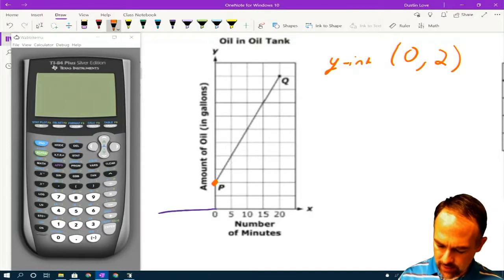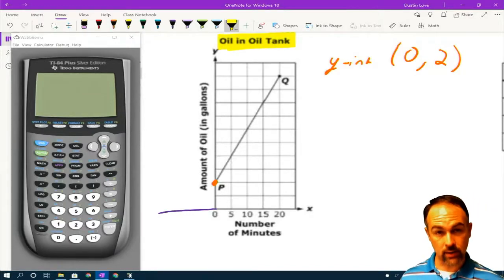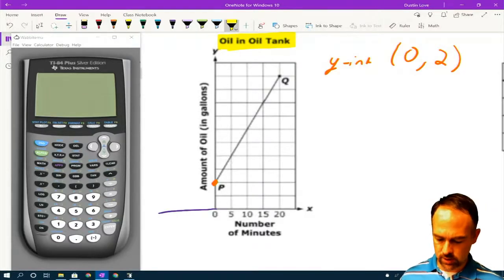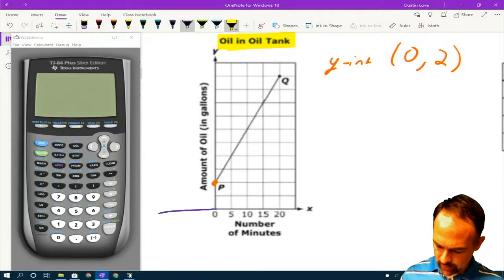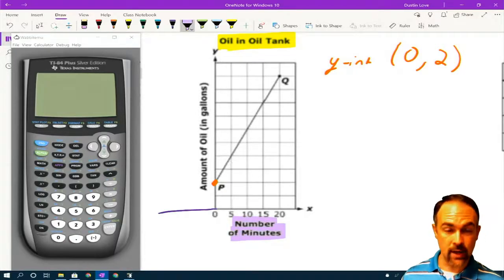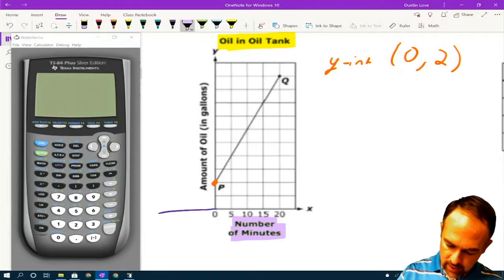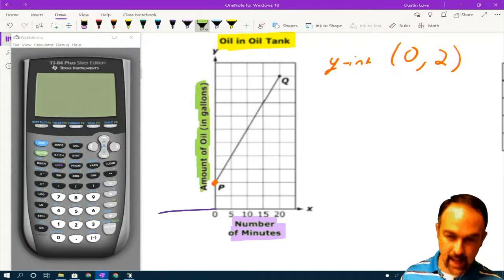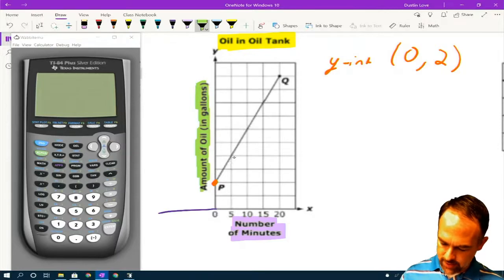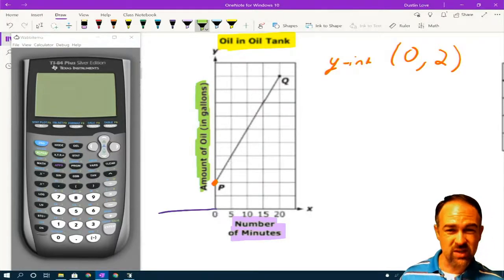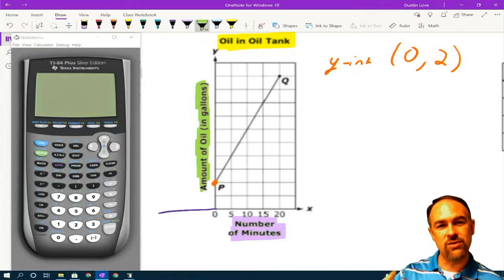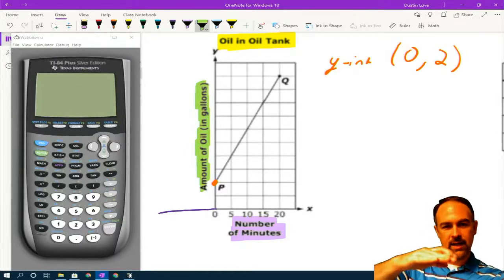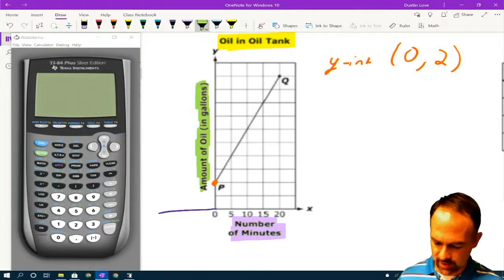Well, my title says we've got oil in an oil tank, so that's how much oil is in there. And it looks like we've got number of minutes, so we're looking at how much oil there is over time. And over here on my y, I've got amount of oil in gallons. As this rises to the right, time is going up and oil is going up, which means they're putting oil into this tank because the oil level is getting higher and higher over time. We're filling up this tank.